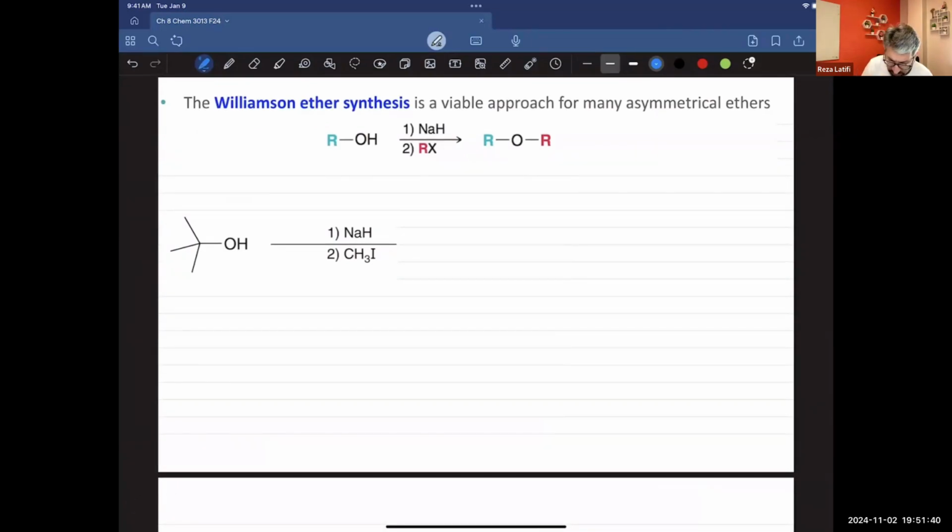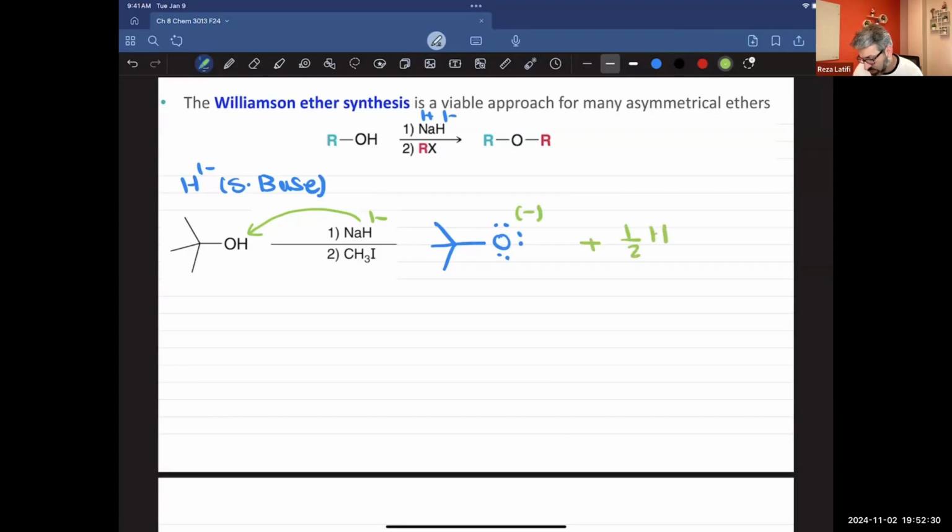So first step, we'll have sodium hydride. And the hydride is going to be a strong base, and it can react with any alcohol. So the first step of this reaction is going to be simply a reaction of acid and base. The alcohol will behave as an acid. It will technically give H to the hydride, and the hydride with a negative charge will take that H, and so we get the alkoxide with a negative charge plus half a mole of hydrogen gas.